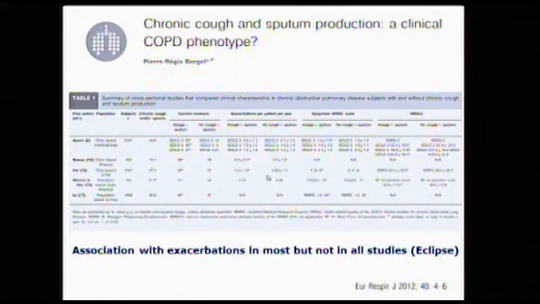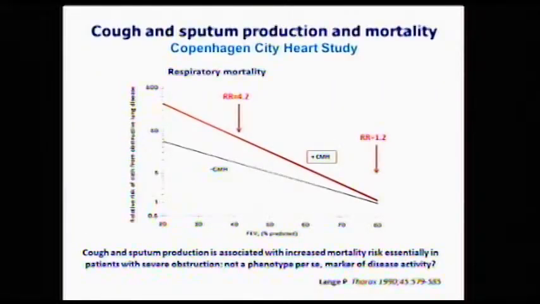But for example, in the ECLIPSE study, there was no difference, and nobody really knew why. There was no difference in the number of exacerbations in people with chronic bronchitis in the ECLIPSE study. It's the only study like that. So it's complicated. But then, can we really define a phenotype based on only chronic cough and sputum production?